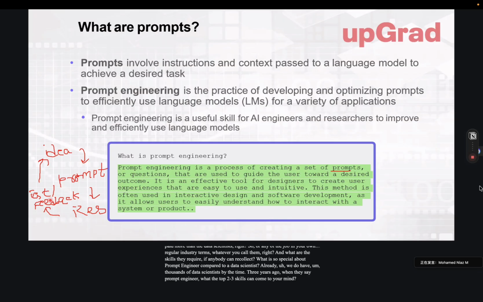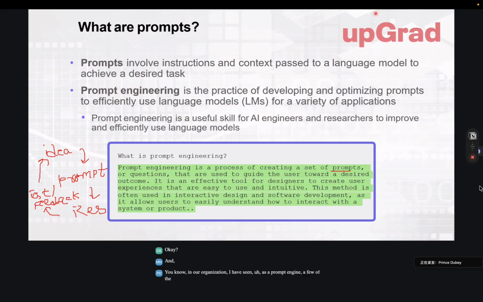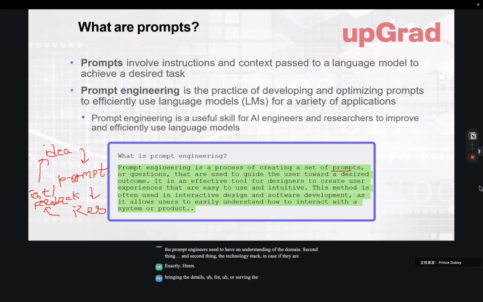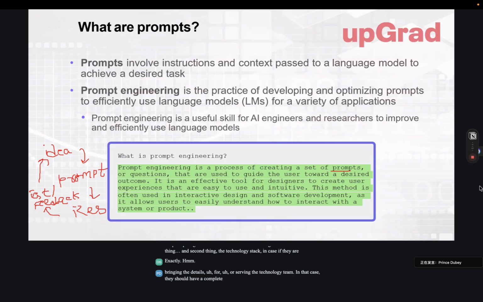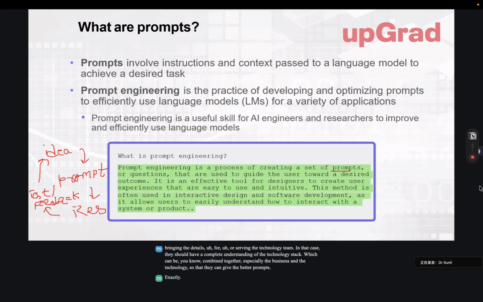Problem framing. Okay. In our organization, I have seen that a few of the prompt engineers need to have an understanding of the domain. Exactly. Second thing, the technology stack. In case they are serving the technology team, they should have a complete understanding of the technology stack, combining the business and the technology, so that they can give better prompts. Exactly. So if I summarize, 3 things, they need to understand the language as well.